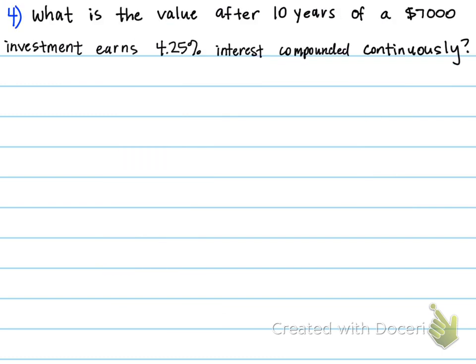Next, what is the value after 10 years of a $7,000 investment if it earns 4.25% compounded continuously? Okay, so this hints at us. Compounded continuously means different formula. Means we have this new formula: A of T equals P E to the RT. Some people might say that as PERT. Anytime I have a continuously compounded function, I think of PERT, P E to the RT. Principal, E, the number E, R, the rate at which we're earning interest, and then time, whatever the time is.